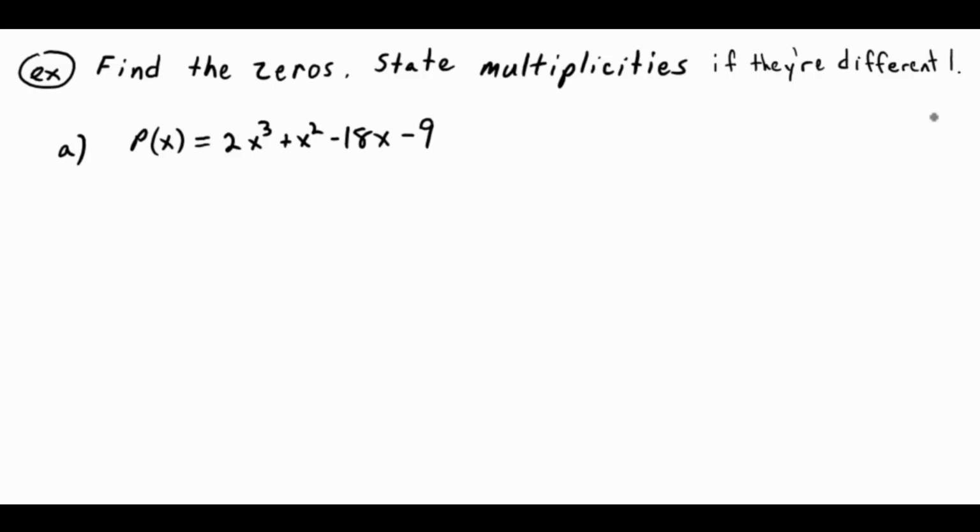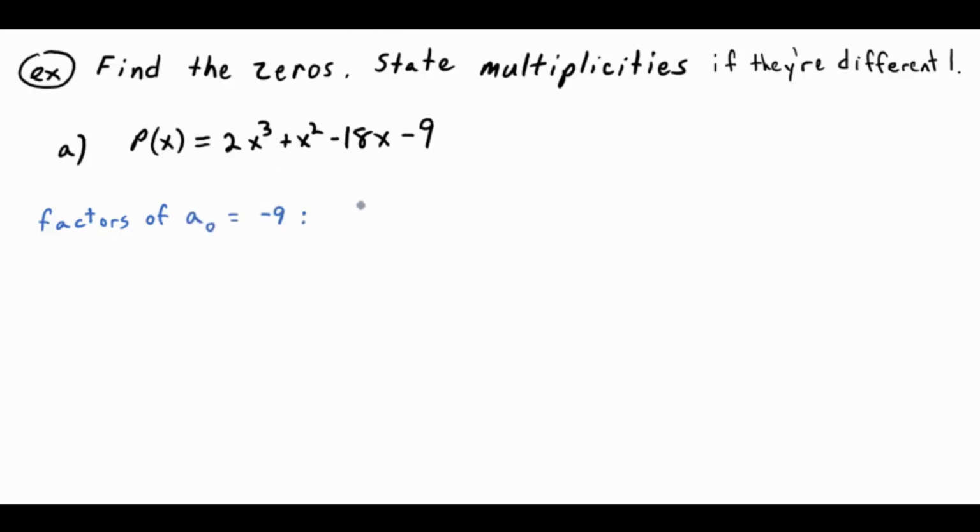Okay, so first of all, what I want you to do is list the factors of a naught. What is a naught in this case? So a naught is the constant term. What's a naught? Technically it's negative 9, right? So we're going to find the possible rational zeros using the rational zero theorem. I want you to list the factors of a naught, which is negative 9.